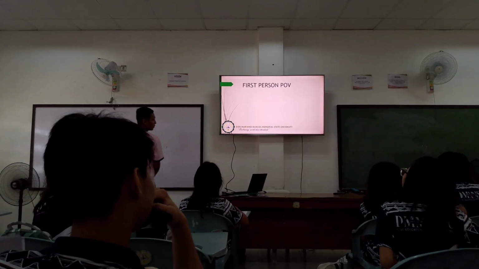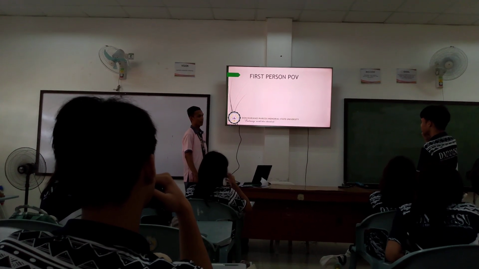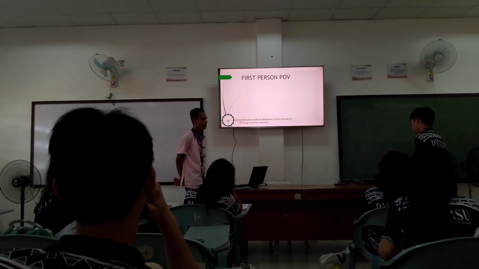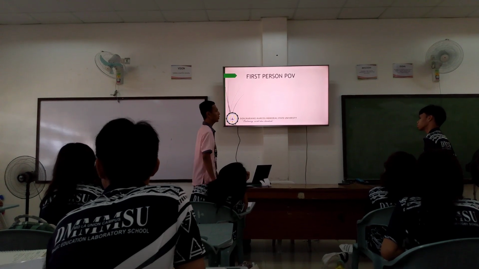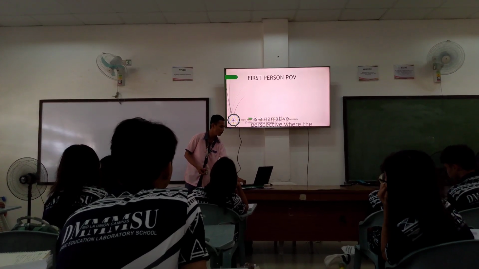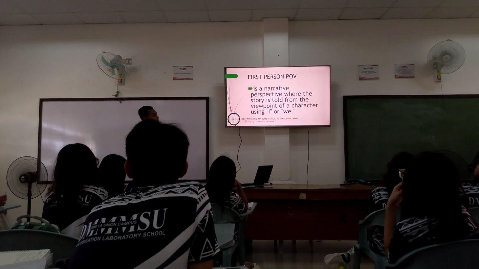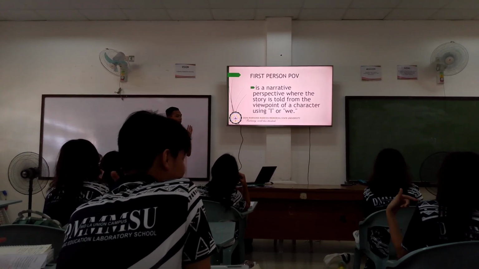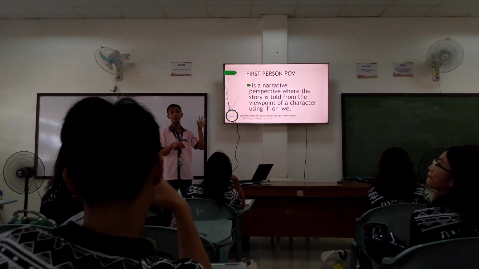When we say first person point of view, these are basic. So to formally define what is a first person point of view, it is a narrative perspective where the story is told from the viewpoint of a character using the pronoun I or we. It allows the readers to experience the character's thoughts, feelings, and experiences directly. Okay, that is a first person point of view.